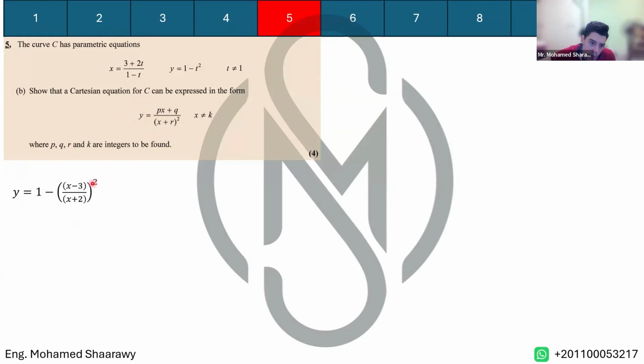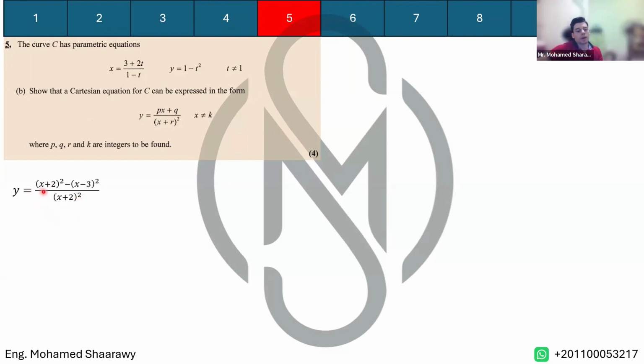Okay, I can now expand these squares, but first, this one, I can make a common denominator. So after expanding this, I can make a common denominator by writing this one as x plus 2 all squared, all over x plus 2 all squared. So this will be one fraction. And now I can expand this.